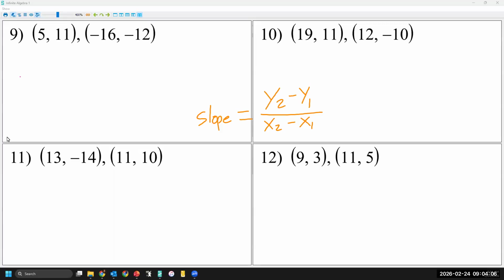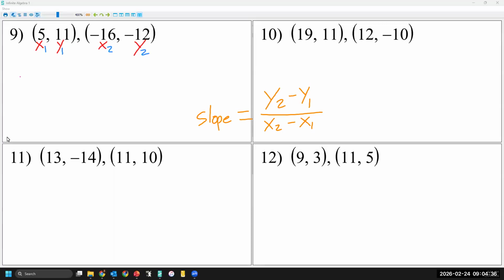So just like X comes before Y in the alphabet, when I label my points, the first one's X, second one's Y. First one's X, second one's Y. But the problem is I have two different X's and two different Y's. So we're just going to number them. This is my first X and my first Y. This is my second X and my second Y.